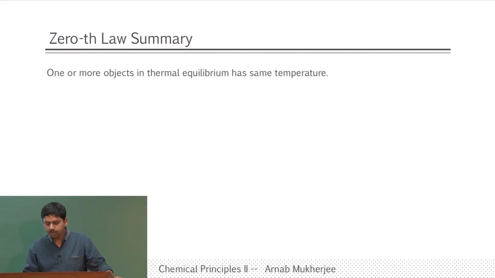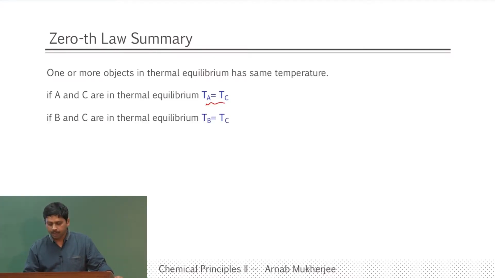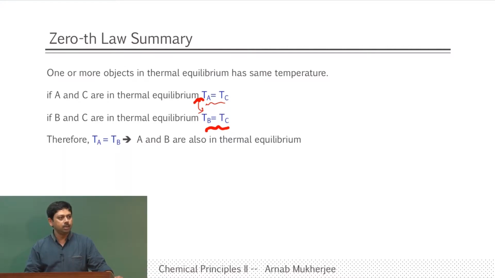One or more objects in thermal equilibrium have the same temperature. We discussed that if C is in contact with A, so let us say A and C are in thermal equilibrium, the temperature of A and the temperature of C will be equal. Let us say B and C are in thermal equilibrium, so the temperature of B and the temperature of C will be equal, and therefore the temperature of A and the temperature of B are also equal, because Ta equals Tc equals Tb. However, we did not specify that A and B are in thermal equilibrium.